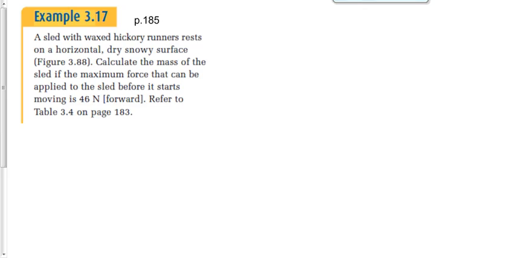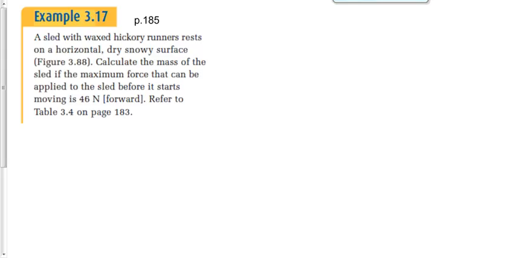All right, let's take a look at an example on page 185, keeping in mind that whatever numbers we need for coefficients of friction, we can always go back to that table to find. All right, this question says a sled with waxed hickory runners. What does that mean? Hickory is a type of wood, right? They make baseball bats out of hickory. And apparently they make runners for sleds out of hickory, or at least they used to. A sled with waxed hickory runners rests on a horizontal, dry, snowy surface.